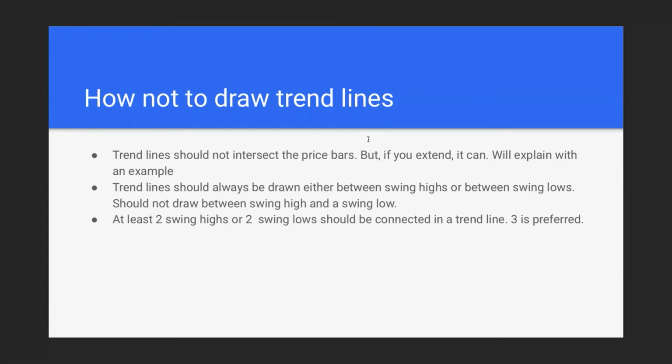We'll look at it in more detail later. Then the trend line should always be drawn between either swing highs or between swing lows. It should not be drawn between one swing high and another swing low. Now, we prefer at least 3 points to connect, just like how we talk about flat lines. A flat line is nothing but a trend line which is flat. At least 2 swing highs or 2 swing lows should be connected in a trend line. 3 is usually preferred. Now let's take up some charts and see how these trend lines look.